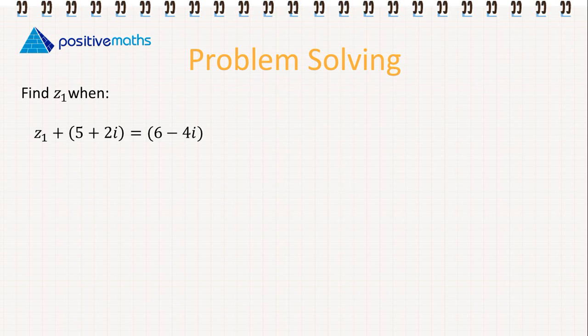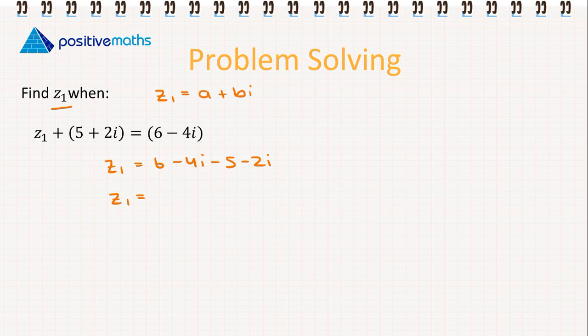Okay, another problem solving activity. We have to find Z1 when Z1 plus 5 plus 2i is equal to 6 minus 4i. What we're remembering is that Z1 is going to be in the form of a plus bi. So we are looking for the real part and the imaginary part of this number. So we're going to treat it like an equation and solve for Z1. So that means we're going to have Z1 is equal to 6 minus 4i minus 5 minus 2i. So I subtract 5 from both sides to get rid of the 5 on the left, and I subtract 2i from both sides. So I also get rid of that 2i on the left.